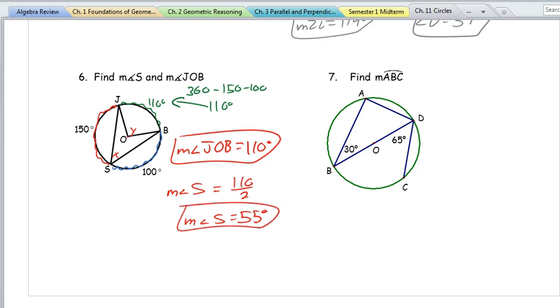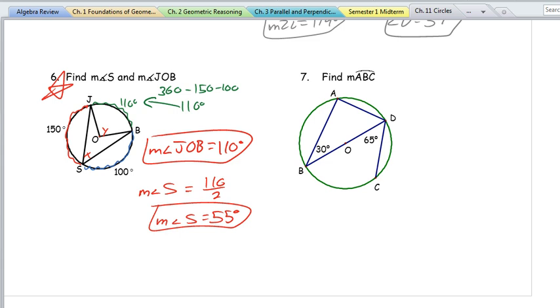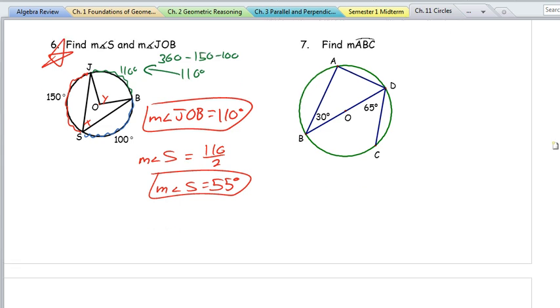Boom, just like that. Center angle versus inscribed. That's a good one to look at for which one is which. Number 7, a little challenging one here. We want to find the measure of angle ABC.